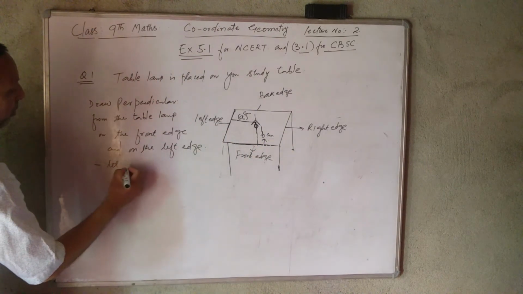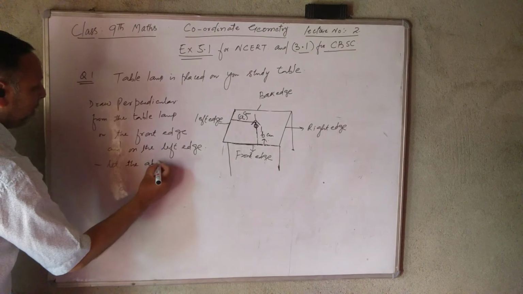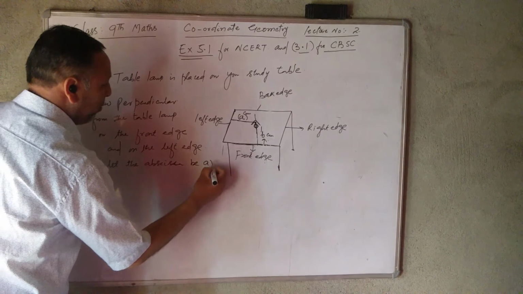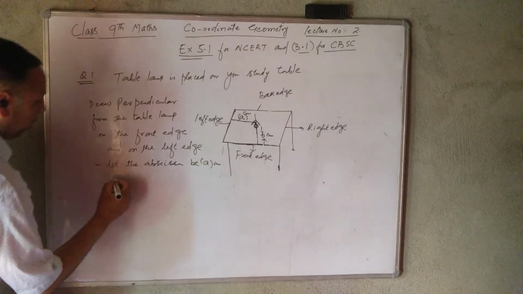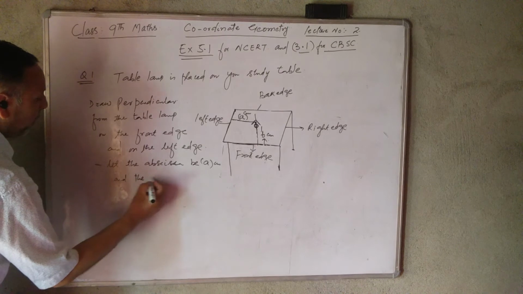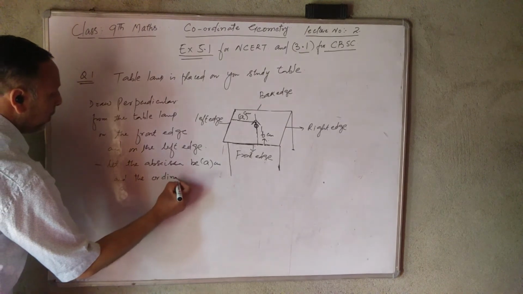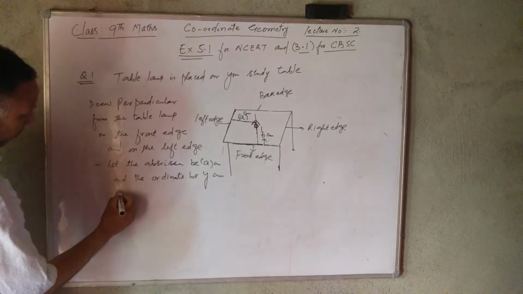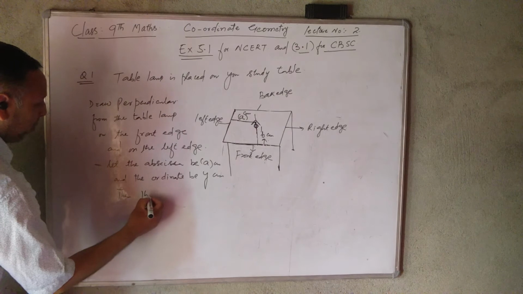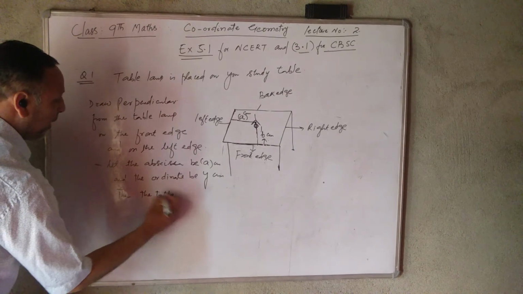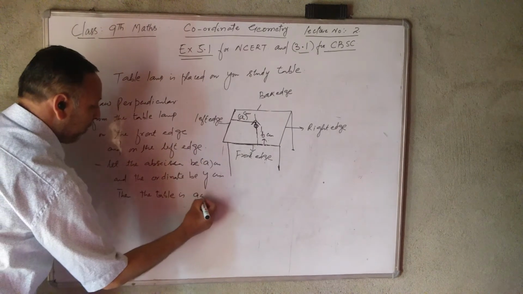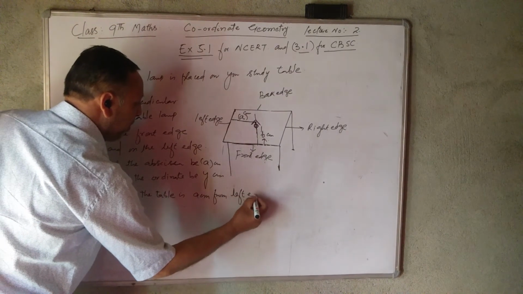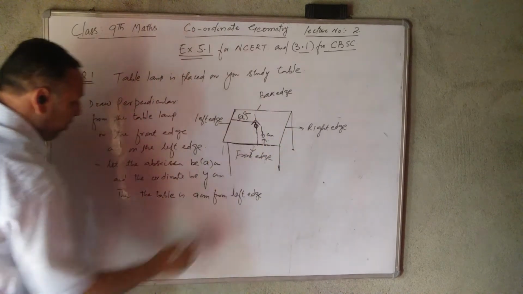So let the abscissa be a centimeter and the ordinate be y centimeter. Then the table lamp is a centimeter from the left edge and b centimeter from the front edge.